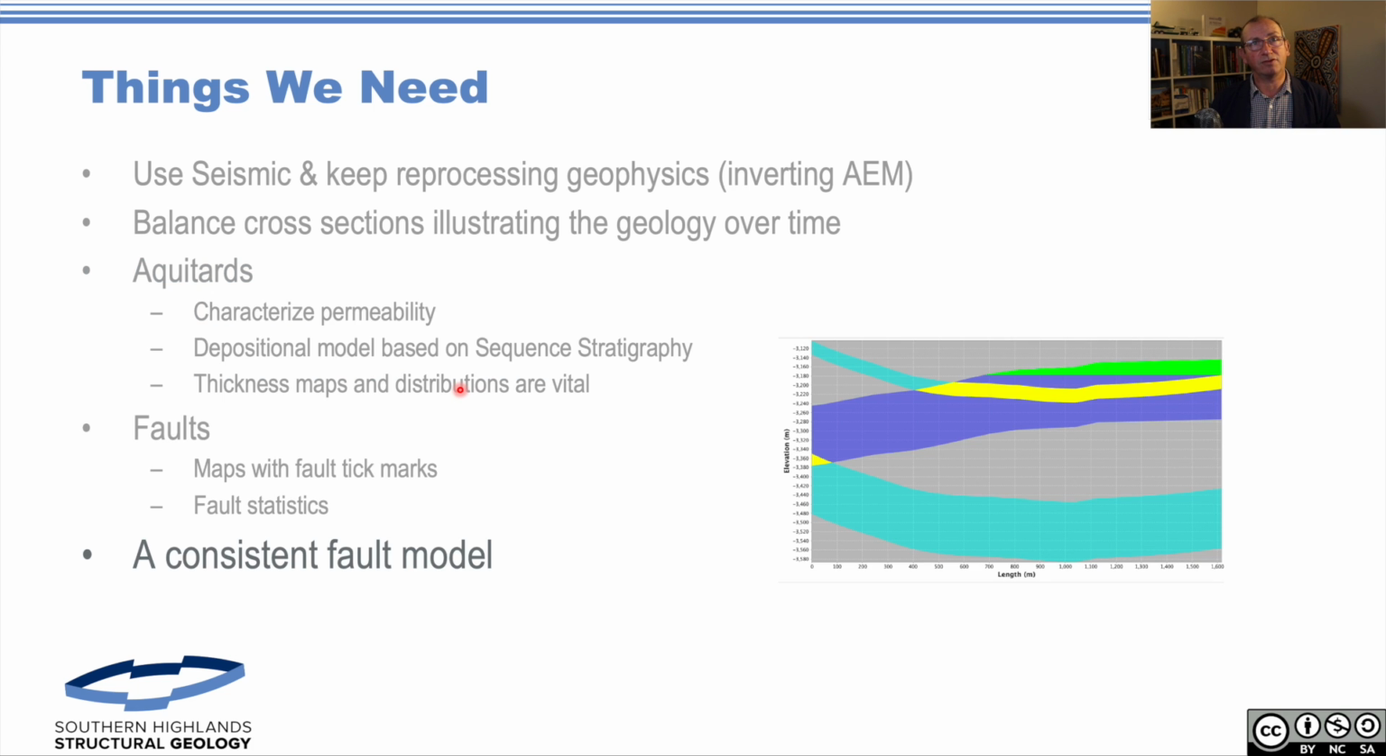And we need consistent fault models. These faults have to have demonstrable displacement. If you can show this displacement but you can't measure how much, there's at least 300 meters displacement. You can start to produce some indicative models, but you need to demonstrate the displacement and show these.